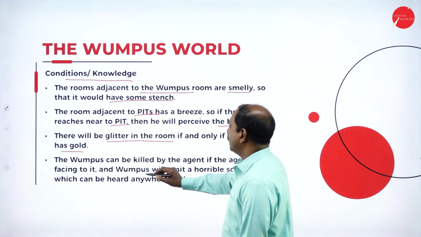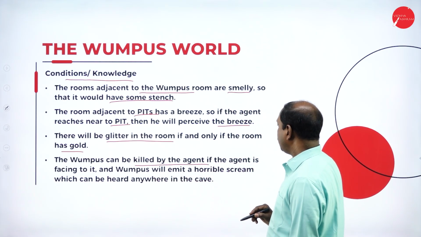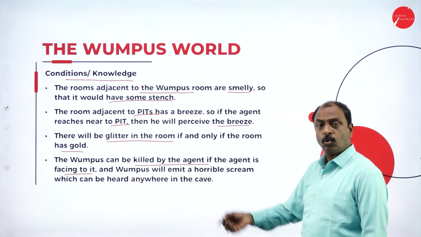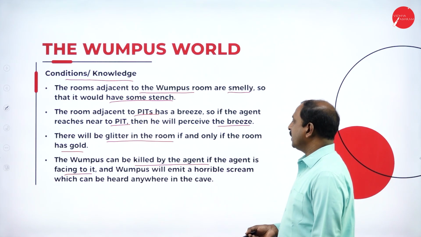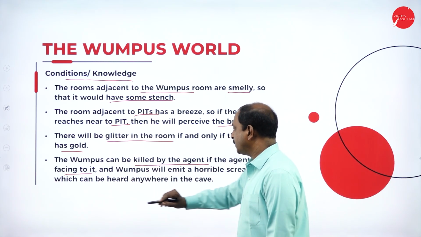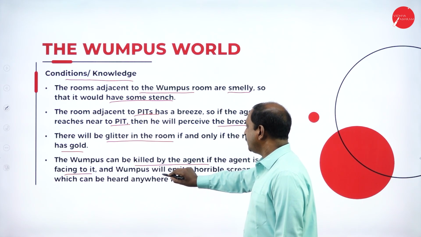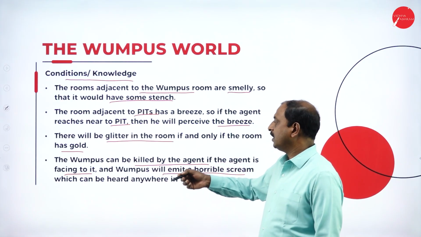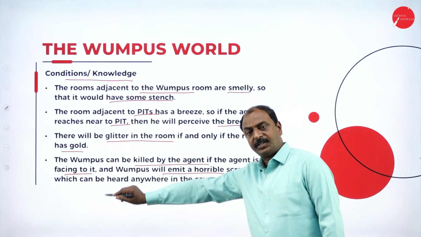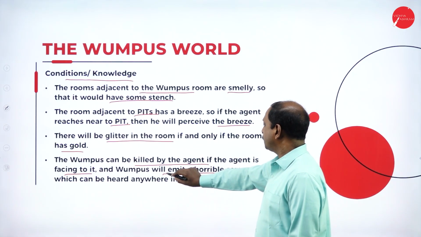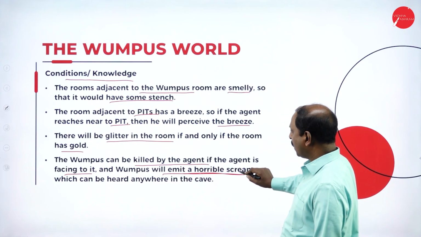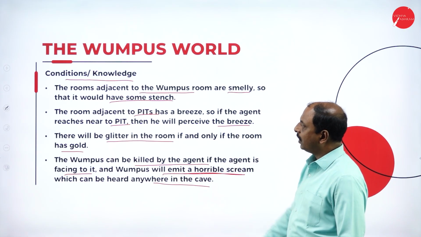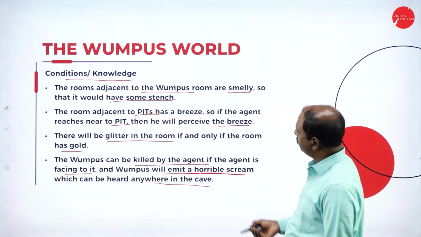The next one is that the Wumpus can be killed by an agent if the agent is facing it. Once the agent and the Wumpus come face to face, the agent can kill the Wumpus, and in that action it emits a horrible scream or sound. So when the Wumpus is killed by an agent, it gives a horrible scream that can be heard anywhere in the cave. These are the knowledge or conditions with respect to this problem.